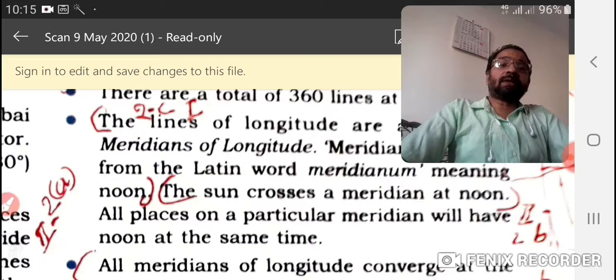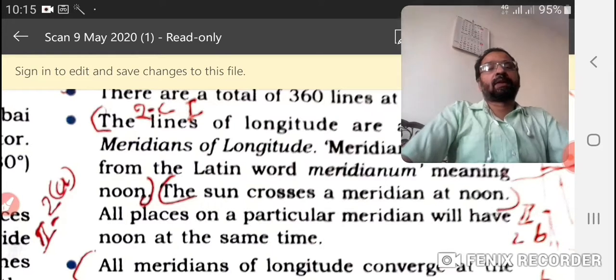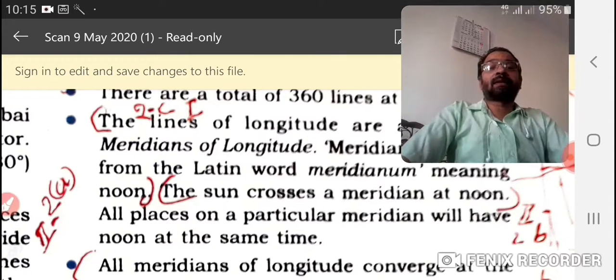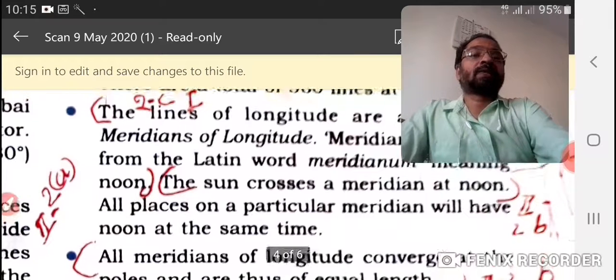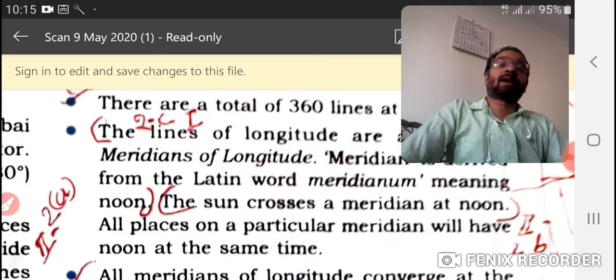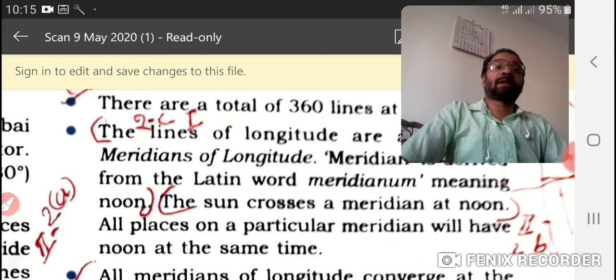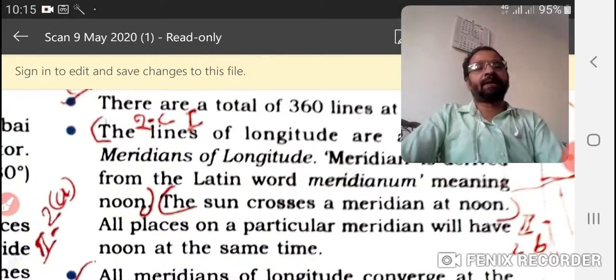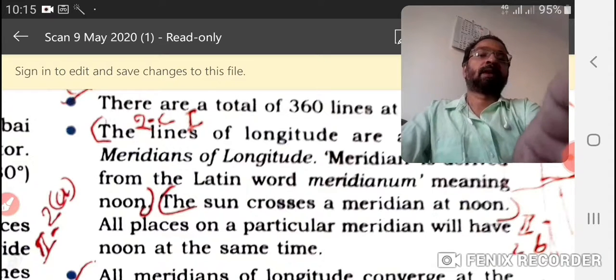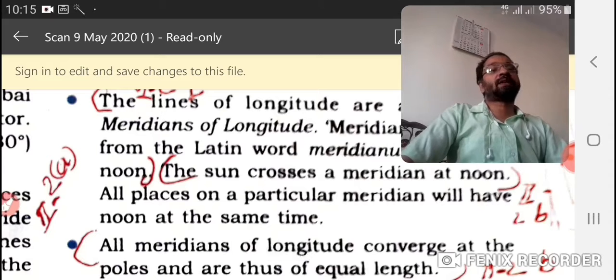Now, this speciality of longitude. What do you mean by meridian? Meridian is coming from the Latin word meridium, and the English meaning is noon.